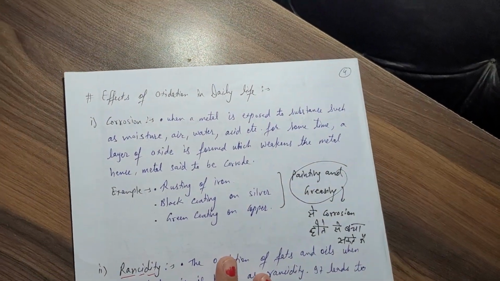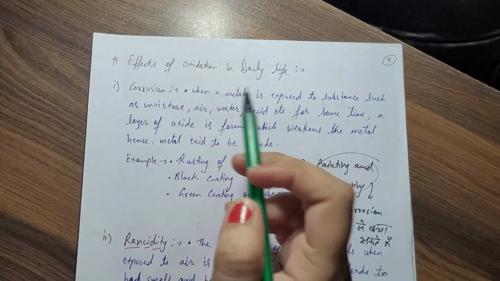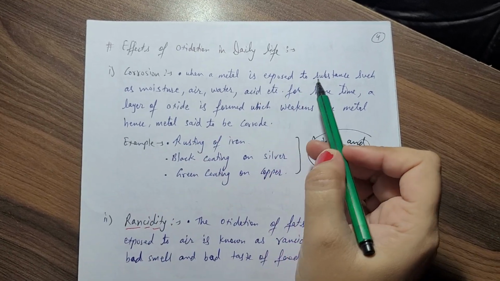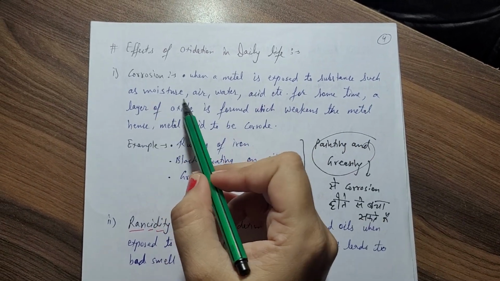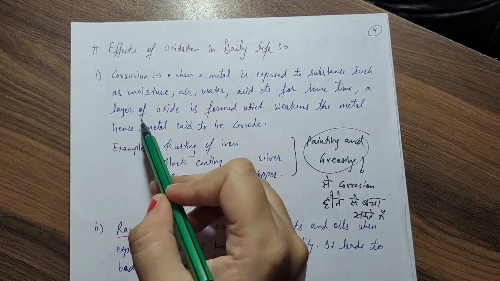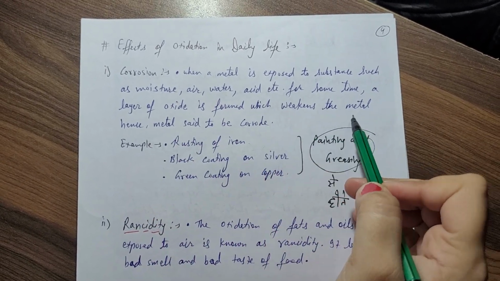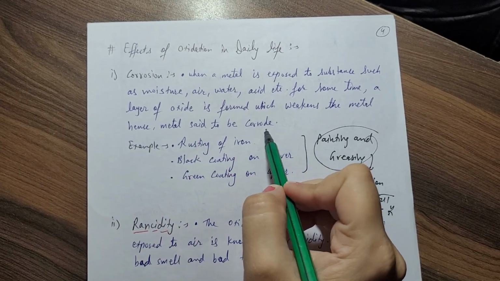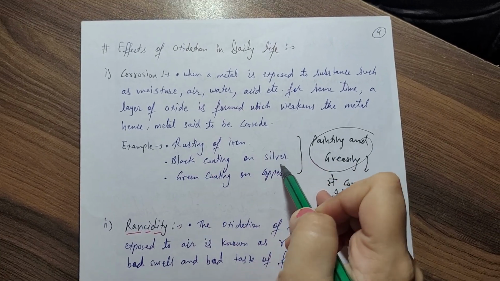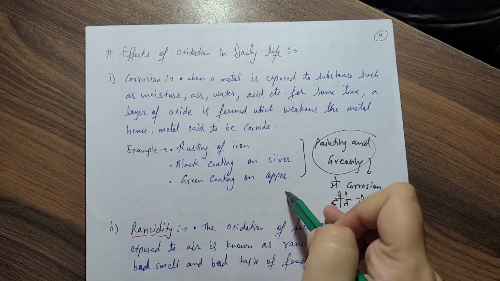Next is effects of oxidation in daily life. Number one effect is corrosion. When a metal is exposed to substances such as moisture, air, water, acid, etc. for some time, a layer of oxide is formed which weakens the metal, hence the metal is said to corrode. For example, rusting of iron, black coating on silver, green coating on copper.